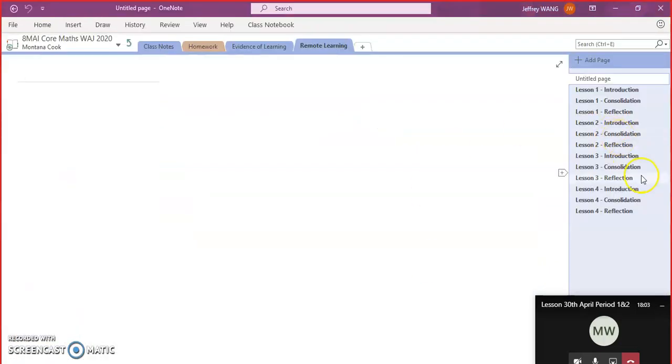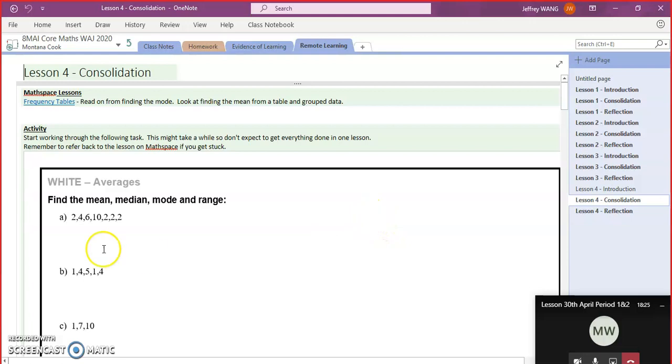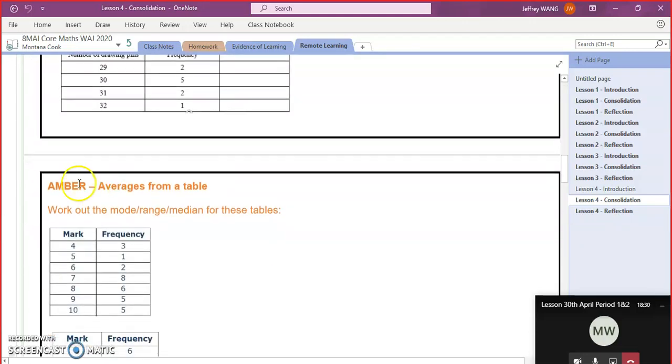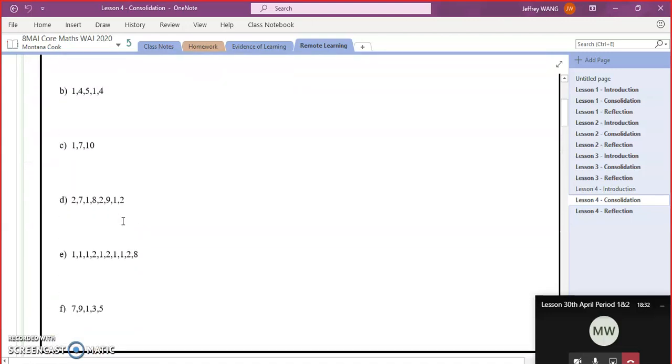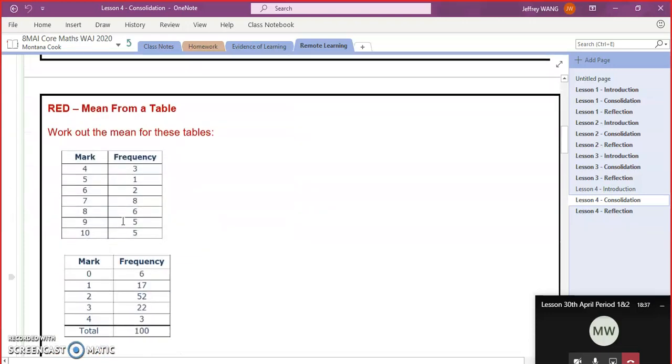Now, what you need to do in today's lesson is two things. The first is in the lesson for introduction. I see some people have already done this, which is really impressive. You might need to answer this question: how do you think we might be able to do this data or table or graph? For the consolidation task, you need to complete the white one, the red one, and the amber one. So three of them, probably adding up to about 10, 12 questions.